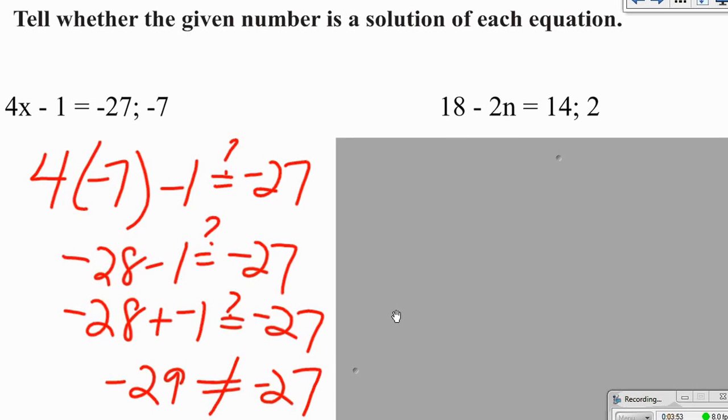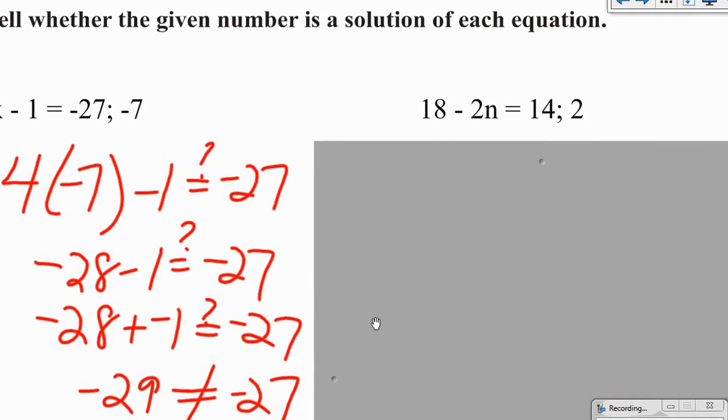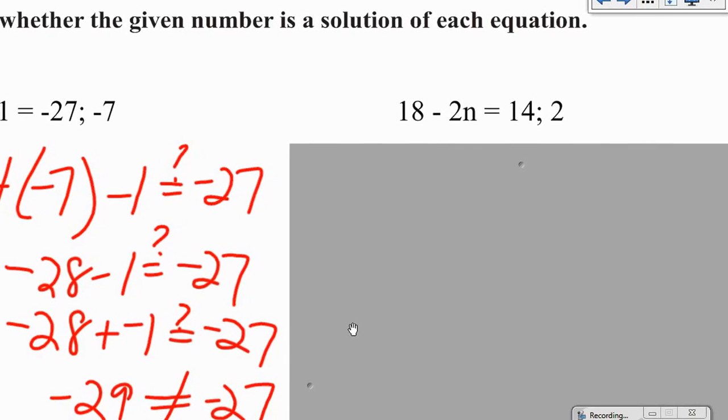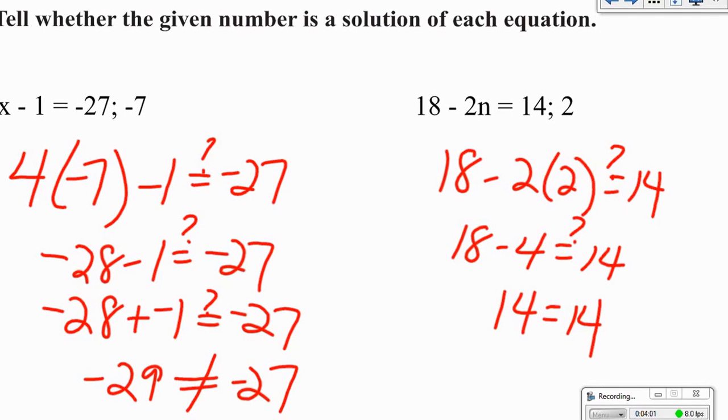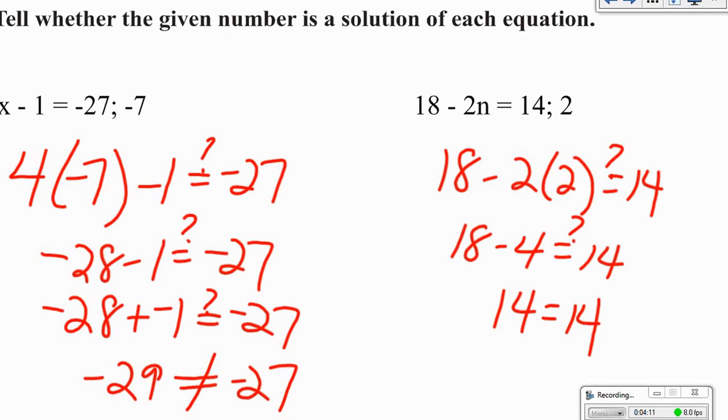On the other example, 18 minus 2n equals 14. Let n equal 2. And we're going to substitute in 2 for n, and we have 18 minus 2 times 2. Does that equal 14? That becomes 18 minus 4, which does in fact equal 14. So yes, 2 is a solution for this equation.